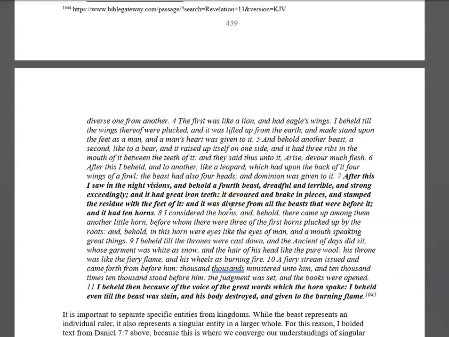So we're moving from Babylon to Medo-Persia to Greece. And then what is this 4th? "After this, I saw in the night visions, and behold, a 4th beast, dreadful and terrible and strong exceedingly."